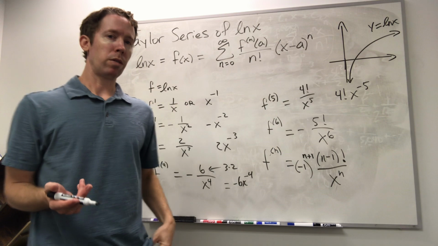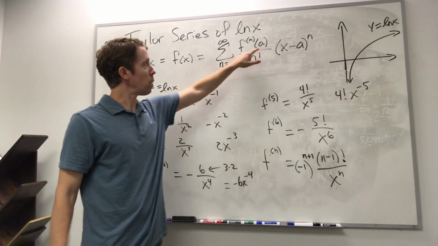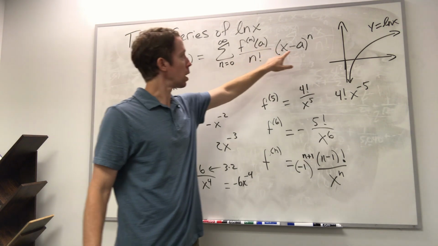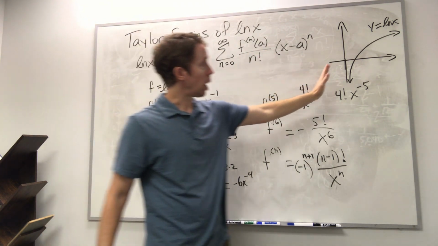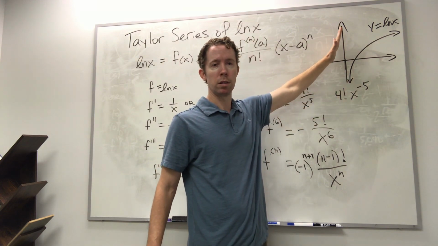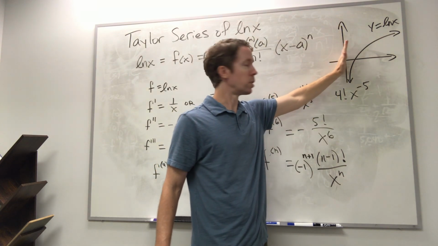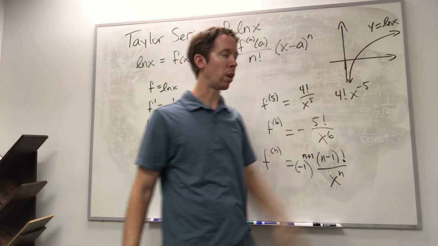Now that I have the pattern for that derivative, I want to think about what convenient value of a I can center this at. Now, I know I'm not going to center this at x equals 0 because my function's not even defined there. I'm not going to use any negative numbers. So I'm just thinking of positive numbers to plug in for a.